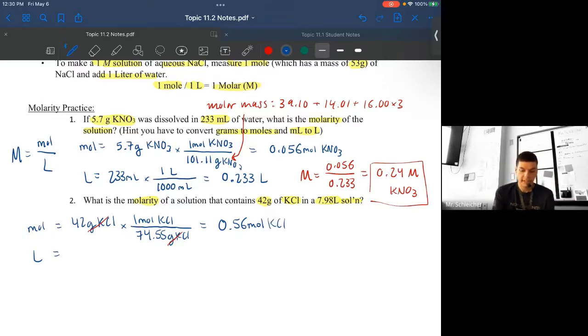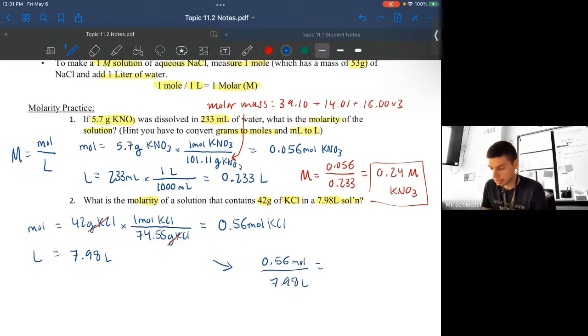Now, do we have to solve anything for our number of liters? No, they gave us liters. So we can go straight to the equation. Let's do moles divided by liters and figure out our molarity. So 0.56 moles divided by 7.98 liters gives us our molarity, which is something like, oh, I did this wrong in my calculator. Gives us something like 0.070 molar KCl solution.